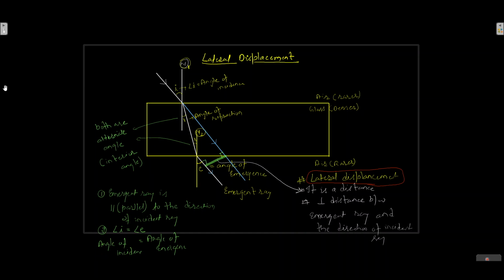Hello students. So we are going to start a topic, lateral displacement. Lateral displacement is a portion of light, Chapter Number 4 of your Class 10th. So I'm just explaining to you how to draw that and what understanding we will create by this. Okay. So first we need to make this thick glass.